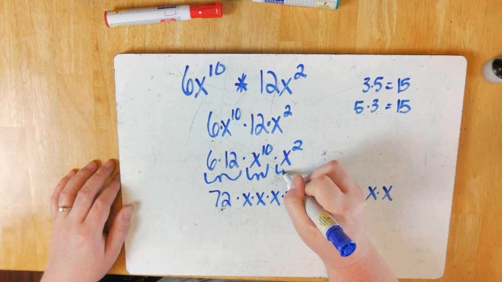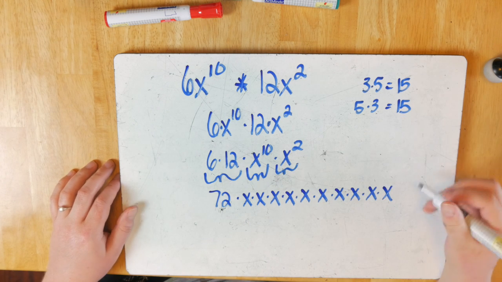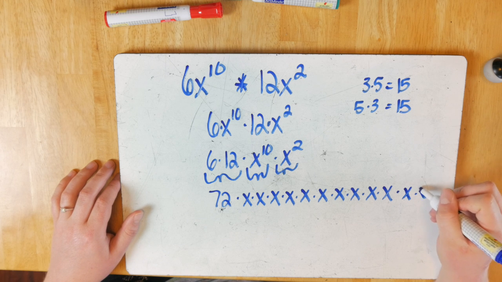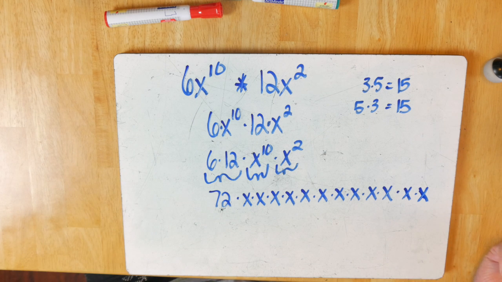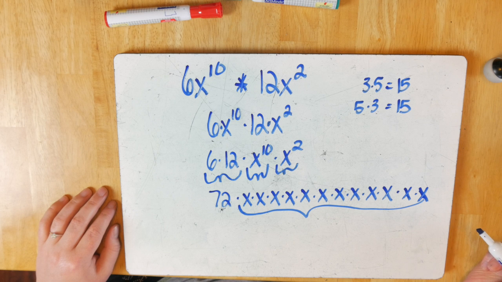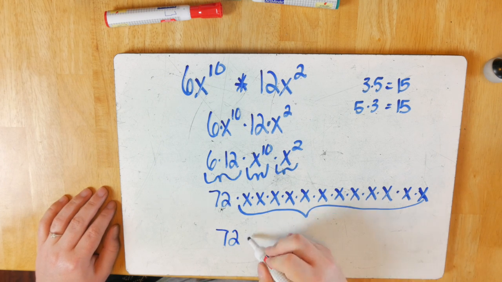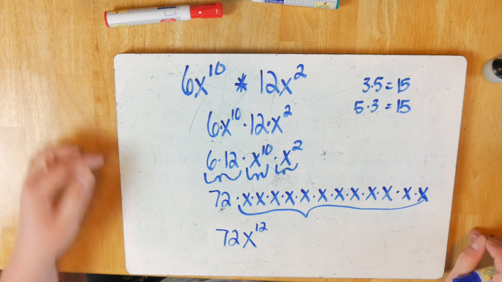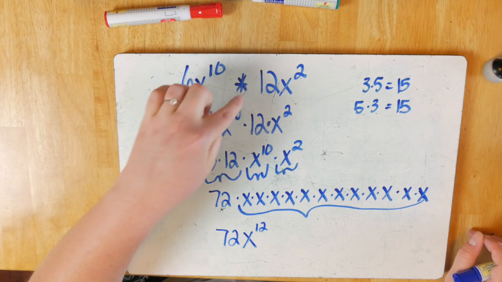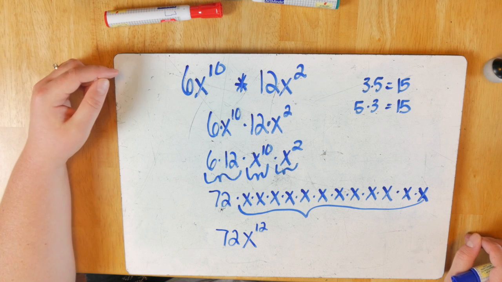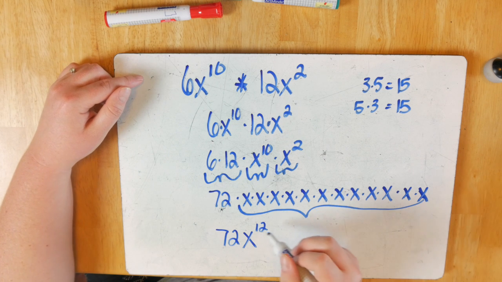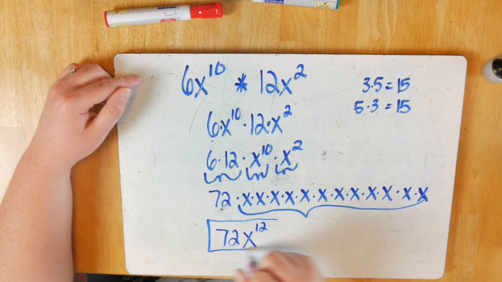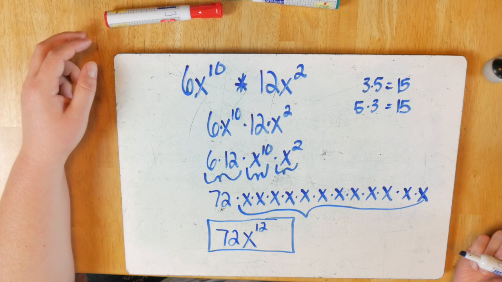And then we have multiplied another x squared. That's x times itself 2 more times. So we're going to multiply by x 2 more times. X being multiplied by itself 12 times. So that can be shortened into x to the 12th power, because that's x being multiplied by itself 12 times. So when we take 6x to the 10th times 12x to the second power, or 12x squared, that simplifies to be 72x to the 12th.